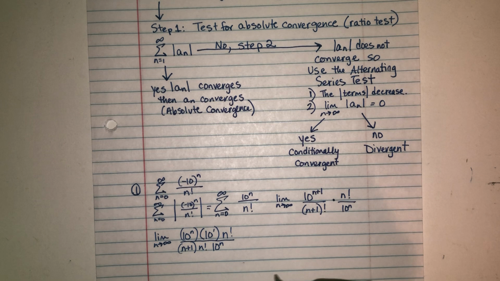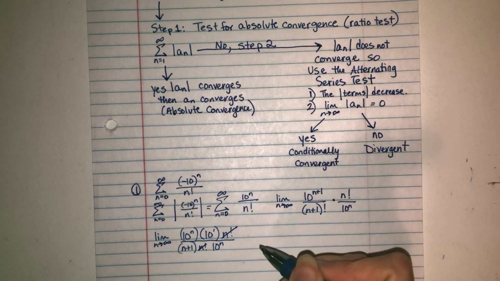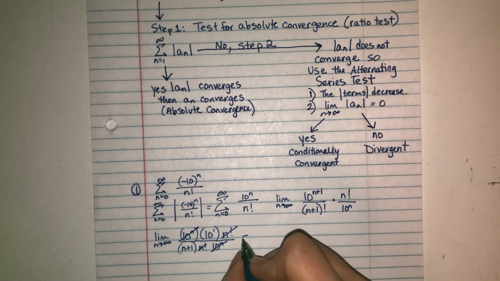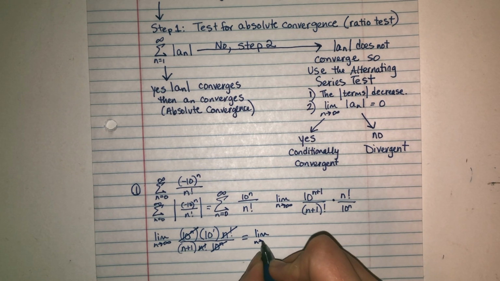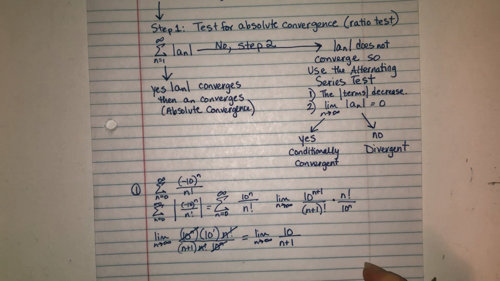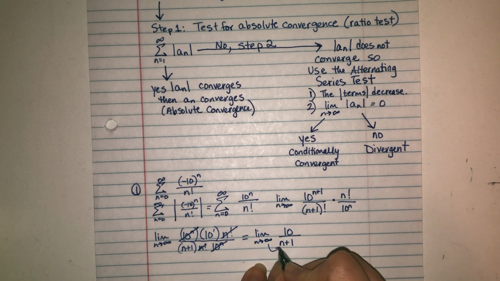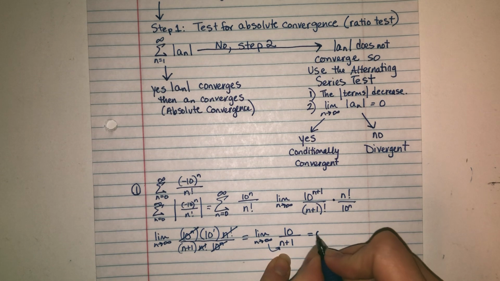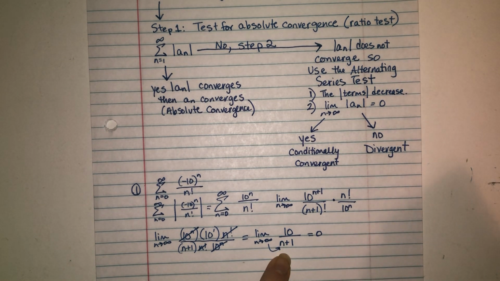And so we have some common factors in our numerator and denominator that will divide out. N factorial over n factorial divides out. 10 to the n over 10 to the n divides out. So I've got the limit as n approaches infinity of 10 over n plus 1. That's all that's remaining. So as I send this n in the denominator to infinity, this fraction is just like a constant over infinity, which is approaching 0. So this limit is equal to 0.